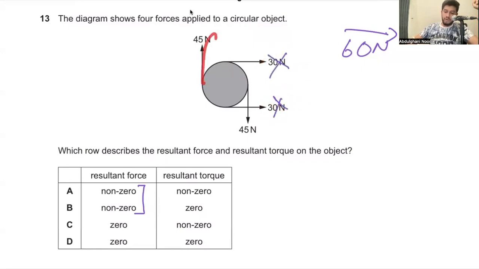But this 45 and this 45, ये इसको इस डायरेक्शन में घुमाएगा, ये इसको इस डायरेक्शन में घुमाएगा. So both of them will basically cause it to rotate clockwise. So the resultant torque is also non-zero. Hence the answer is A.